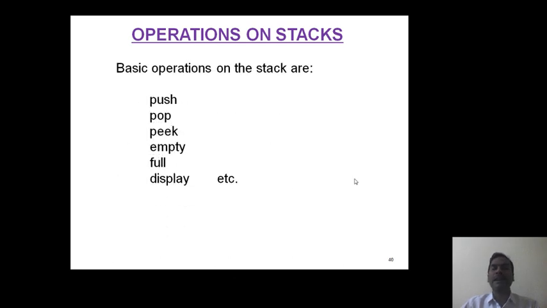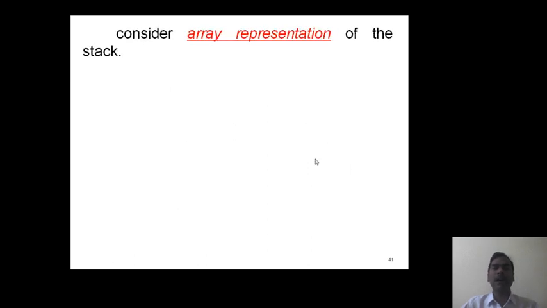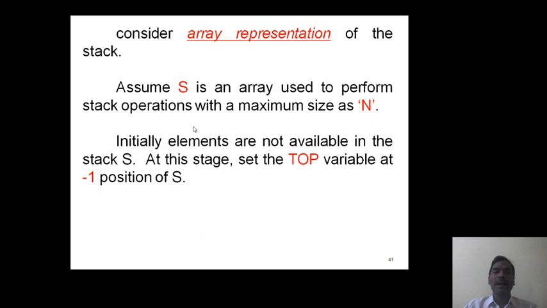Now, operations on stacks. So basic operations on a stack are push, pop, pick, empty, fill and display operations. The first one, push operation. So to implement these operations, initially we consider array representation. So assume S is an array used to perform stack operations with a maximum size as n. Initially elements are not available, hence at this stage the variable top is set at -1 position of S.